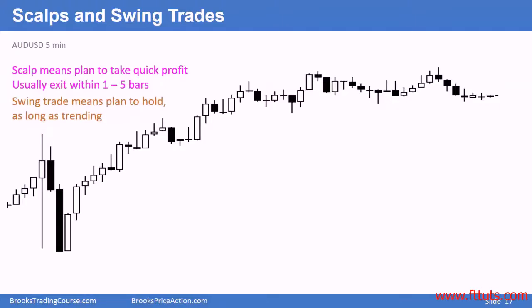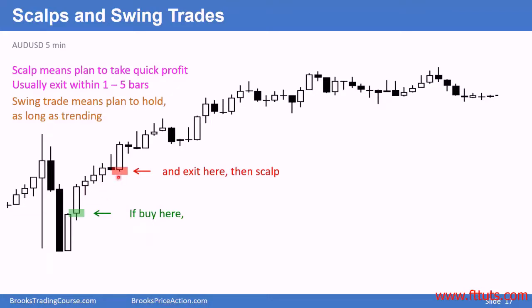A swing trade means I'm planning to hold onto my position as long as the trend is going in my direction. Let's look at this chart and let's talk about buying here. If I buy above the high of this bar, I get filled right here, just above that high. And let's say I get out 4 or 5 bars later below this bear bar, right where this red box is, right below the low of that bar. To me, that's a scalp.